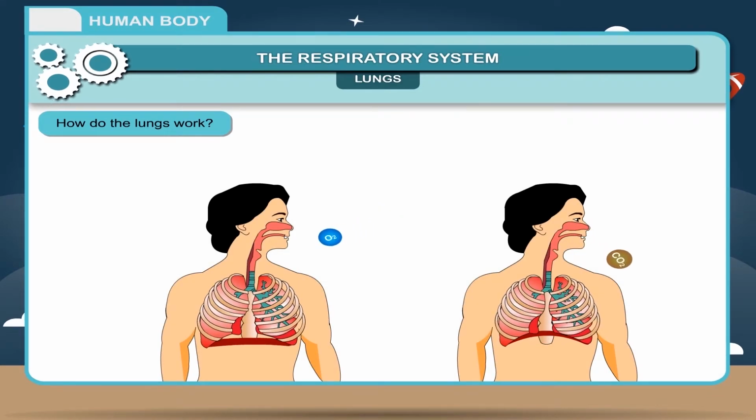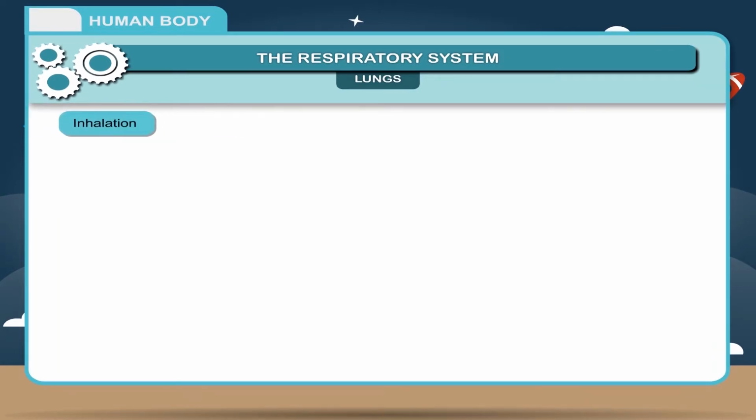Taking in of air rich in oxygen into the lungs is called inhalation or inspiration, and giving out of air rich in carbon dioxide is called exhalation or expiration.